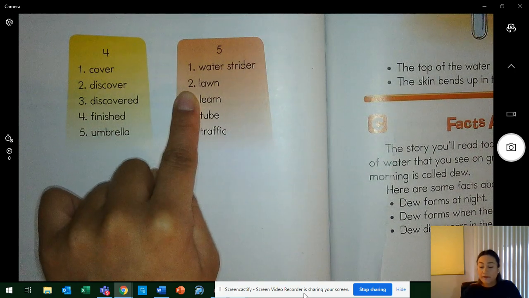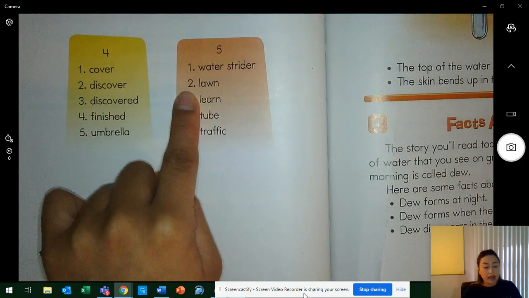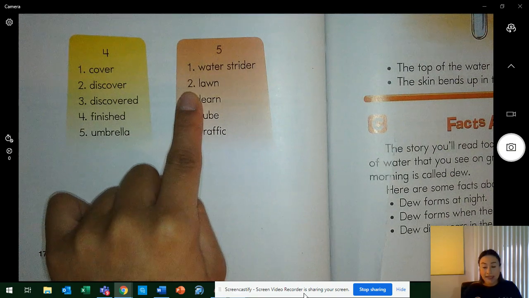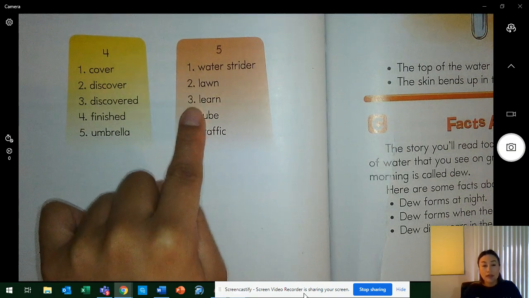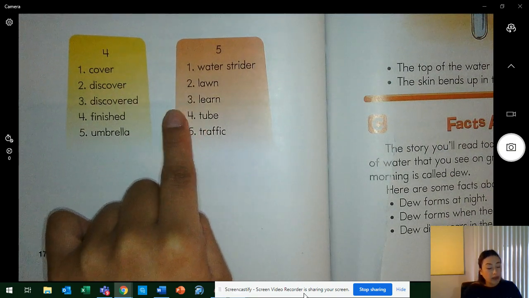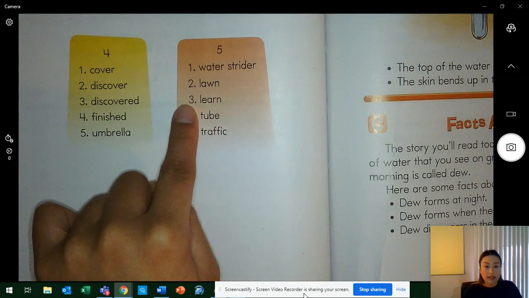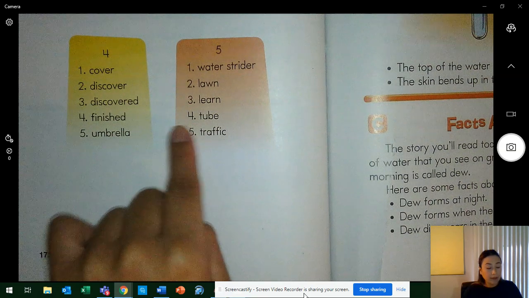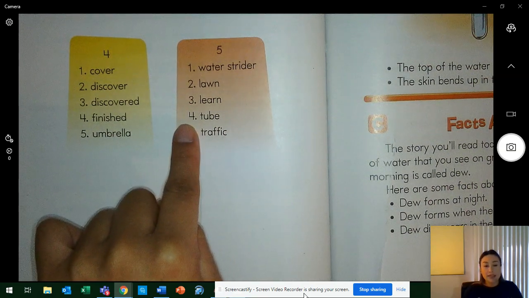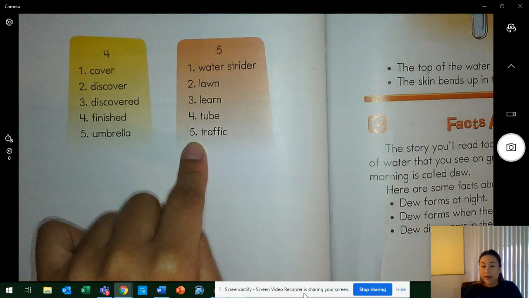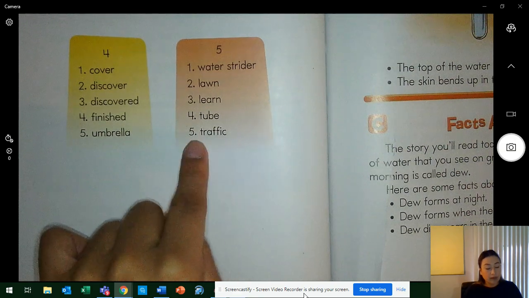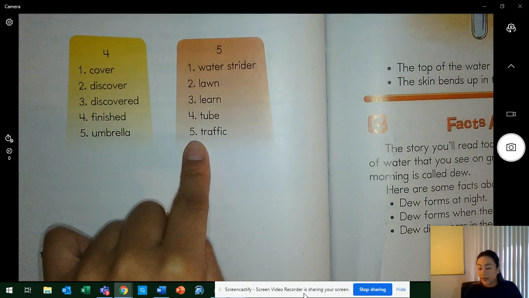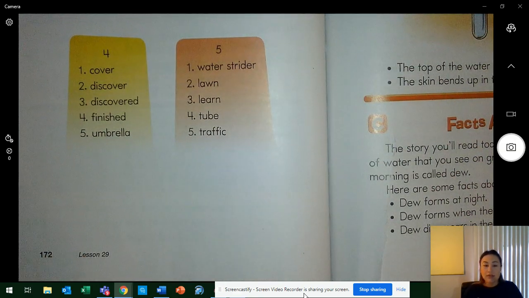Everybody, what's the name for grass that is well kept? Yes, lawn. Word 3. What word? Yes, learn. Word 4. What word? Yes, tube. Word 5. What word? Yes, traffic. All right, let me go over the new vocabulary sentence one more time.